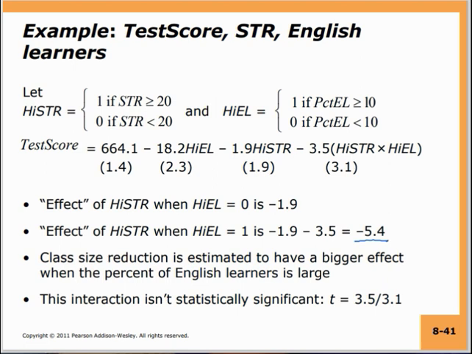So the effect of high STR on y, when the school also happens to be a school where there are a large number of English learners, the magnitude of this effect is much higher than when there were lower numbers of English learners. So class size reduction is estimated to have a bigger effect when the percentage of English learners is large.